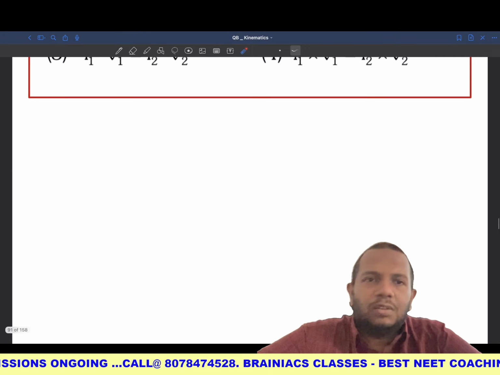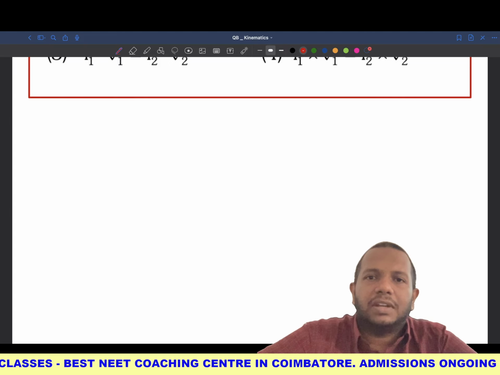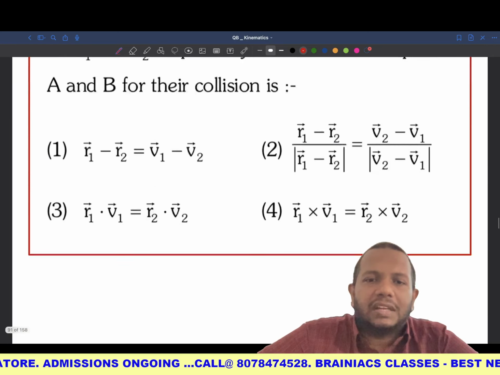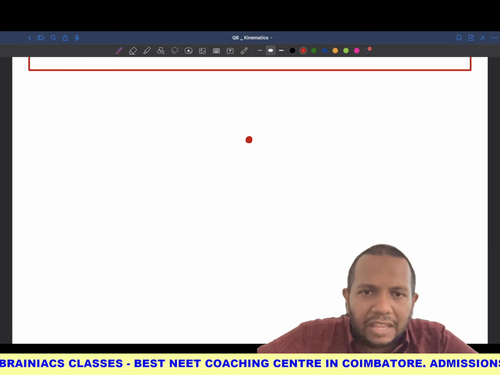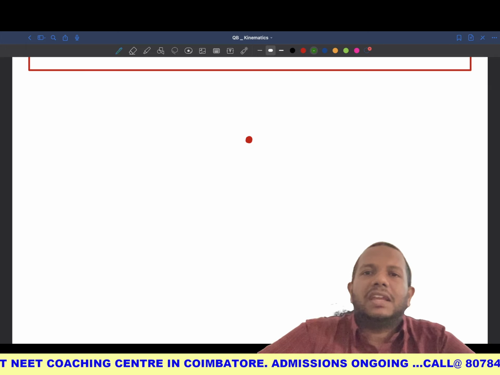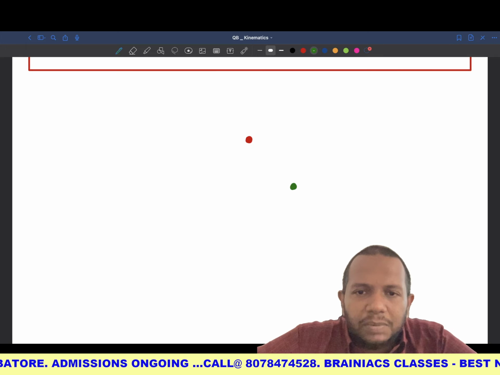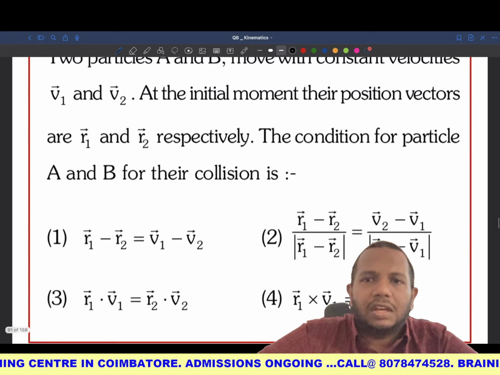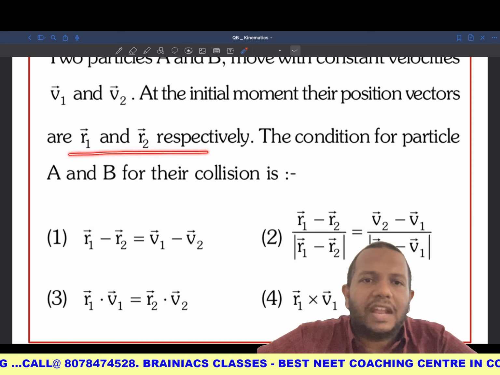Let me try to understand this with more clarity. That is very important. They are talking about two particles A and B. Let me denote my particle A with red color. So this is my A, and I am denoting my particle B with another color, green. Let them be anywhere, I am putting 2 points. In the question they are talking about their initial position vectors, R1 and R2 respectively.